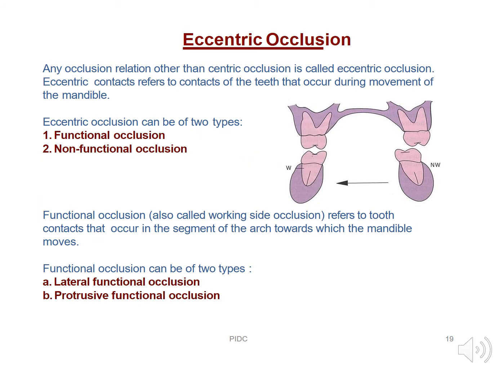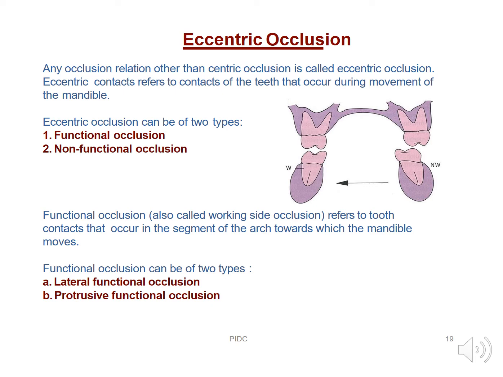Now we will look at eccentric occlusion. Any occlusion relation other than centric occlusion is called eccentric occlusion. Eccentric contacts refer to contacts of the teeth that occur during movement of the mandible. Eccentric occlusion can be divided into two types: the first is functional occlusion and the second is non-functional occlusion.